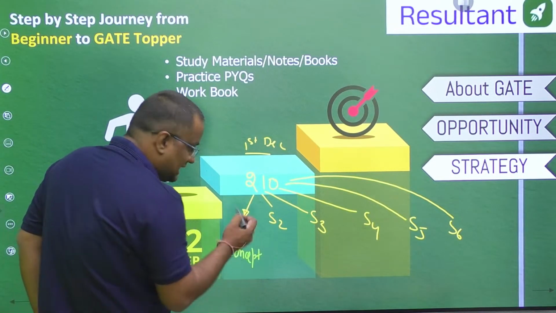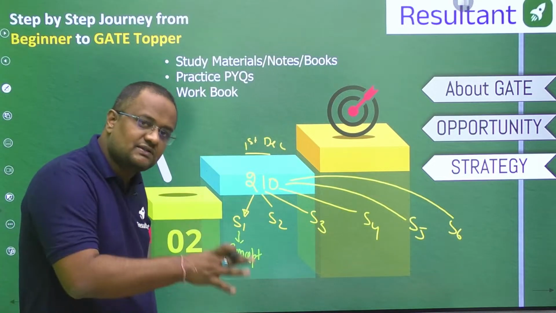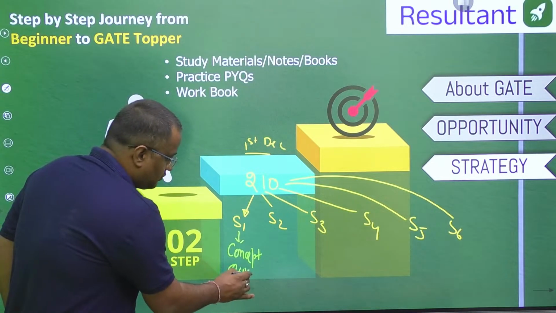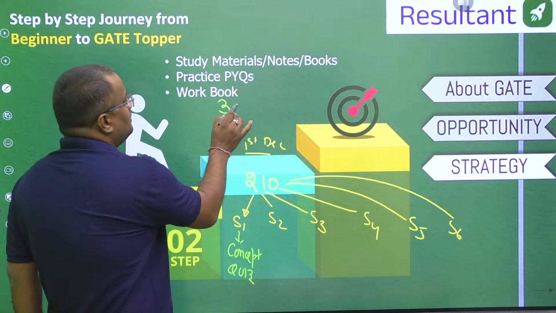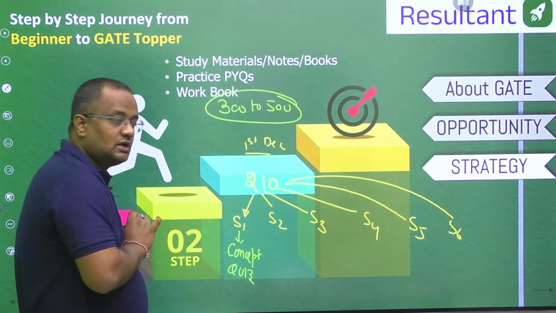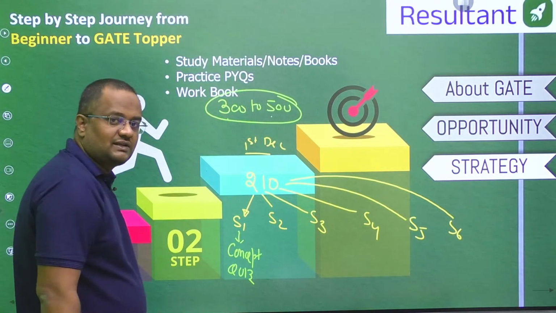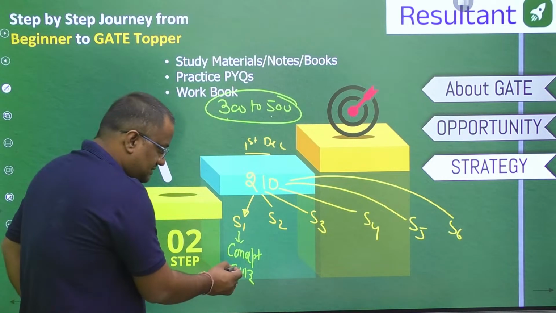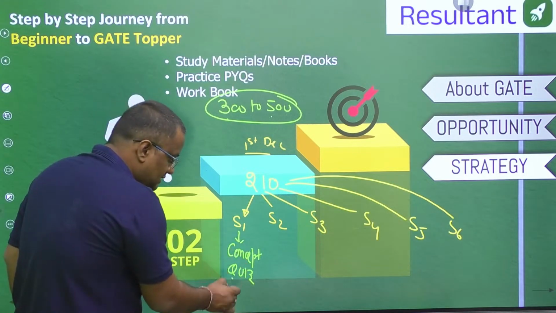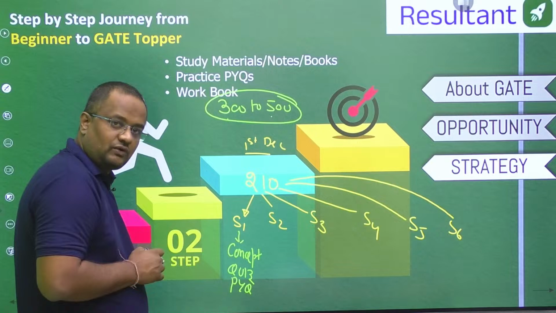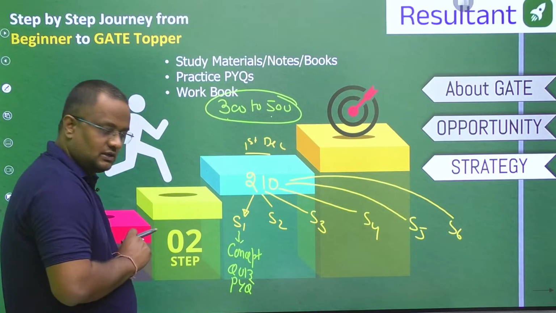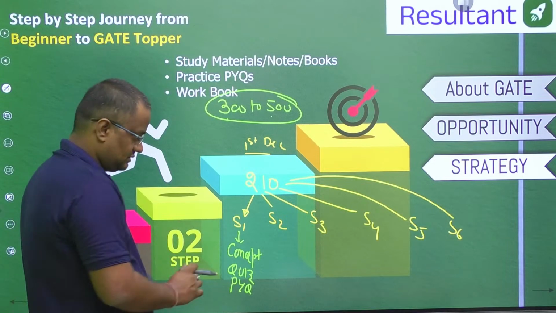Now subject 1: you get the concepts from classes, resultant classes, anywhere, self-study, anything. Get the concepts, solve the workbook or quiz. For every subject, you have to solve 300 to 500 questions apart from PYQ. Now, 300 or 500 depends on the weightage of that subject. First you have to go for the concepts, then the quiz, then PYQ of the last 20 years. Quiz means 300 to 500 questions. Subject 1 complete, then these questions.